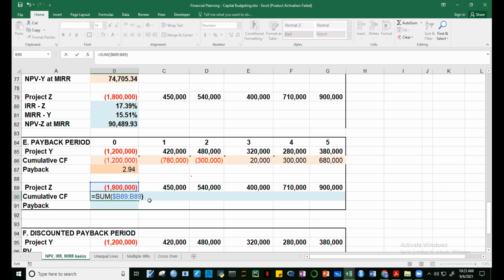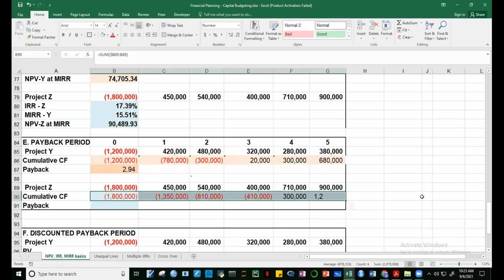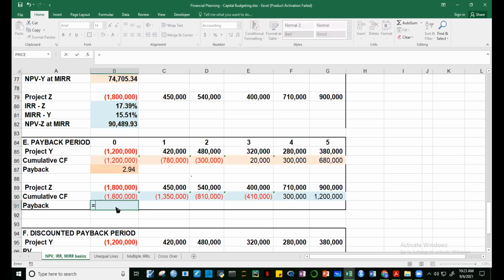Cumulative sum natin. And then copy this to the right. Okay. Therefore, we see here, guys, that yung turning point natin, inflection point natin is between third year and the fourth year. So kay Project Z, ang payback period natin is 3 years plus, again guys, kunin natin yung negative ng 410 divided by magkano yung cash flow natin sa year 4, 710. Okay, so longer guys. Expected yan kasi mas mataas yung initial investment natin.